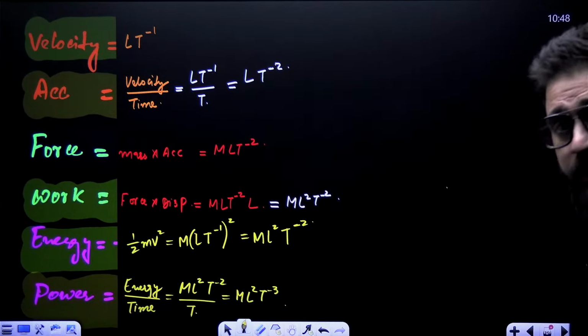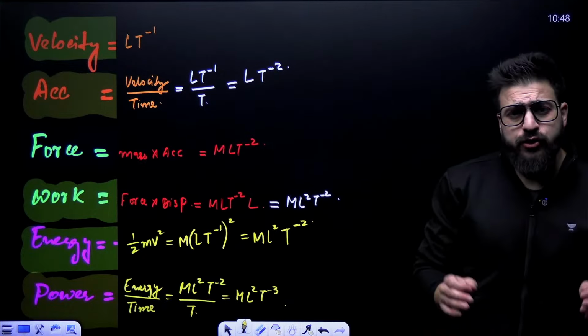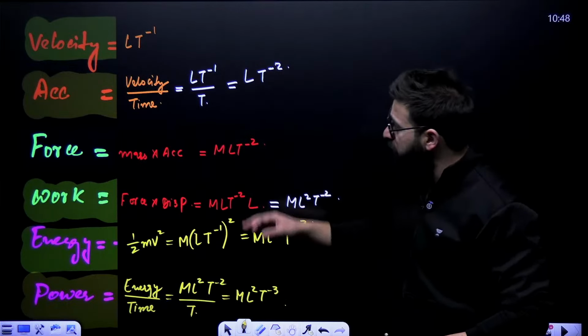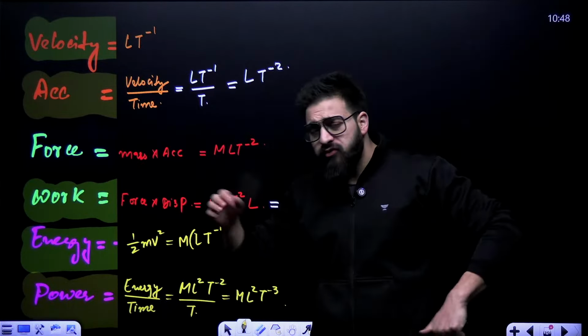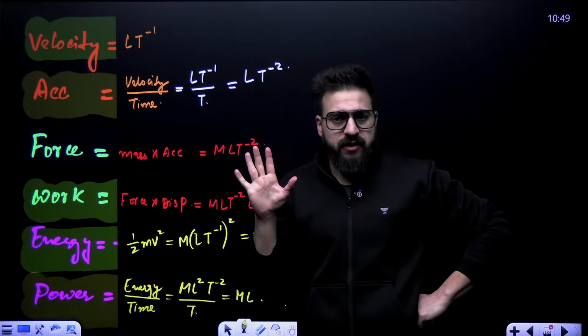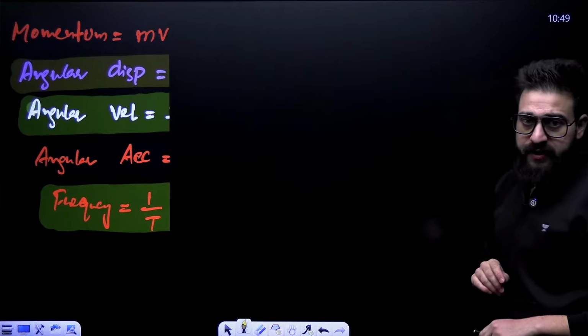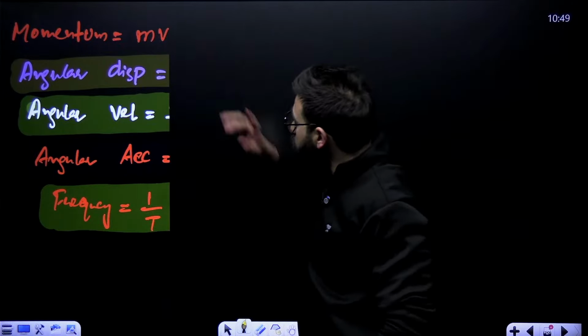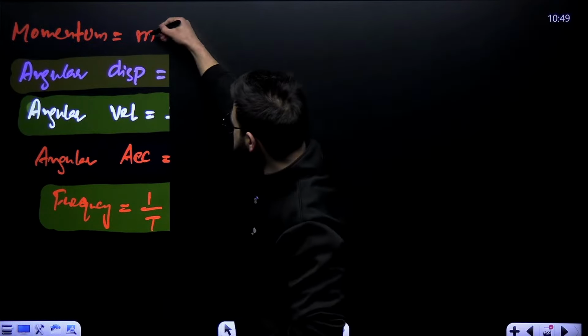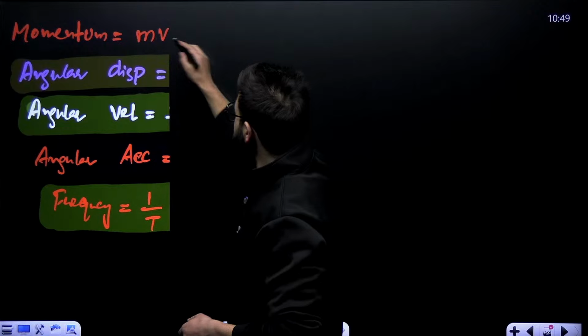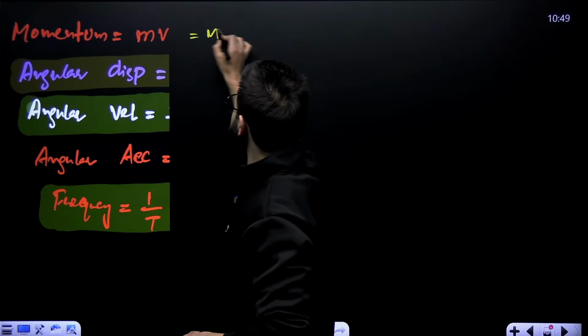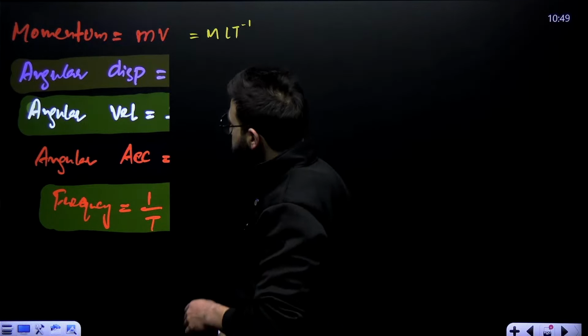So in order to calculate the dimensional formula, you should have the idea of the formula of that particular concept. Then you'll get the dimensional formula. Next, let's take a look over here. Momentum. Guys, momentum is mass into velocity. For mass, it is M. For velocity, it is LT⁻¹.